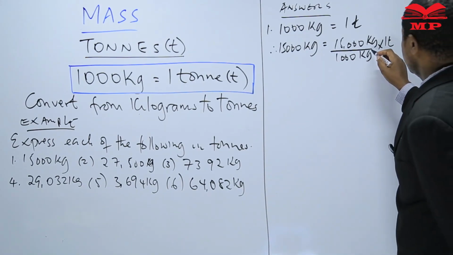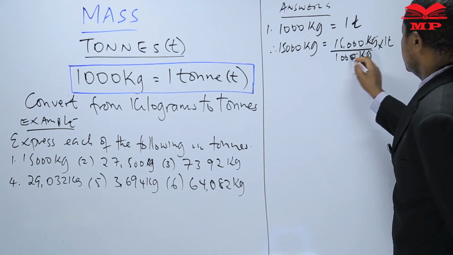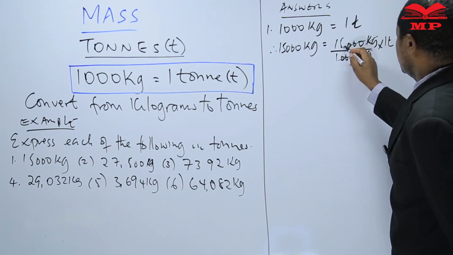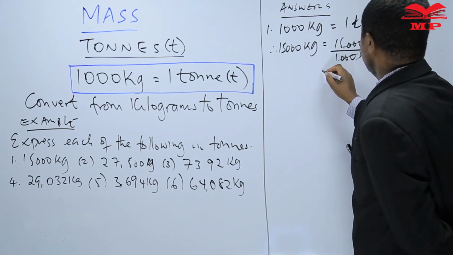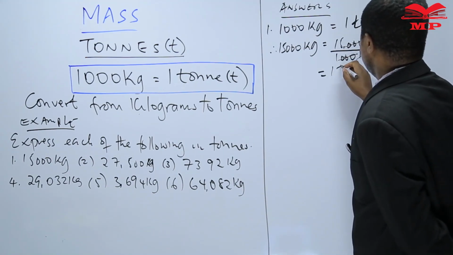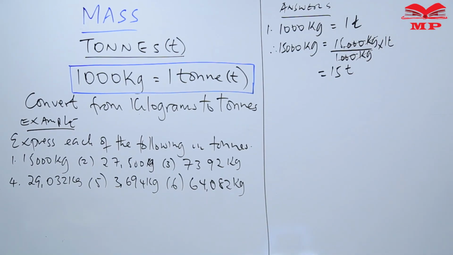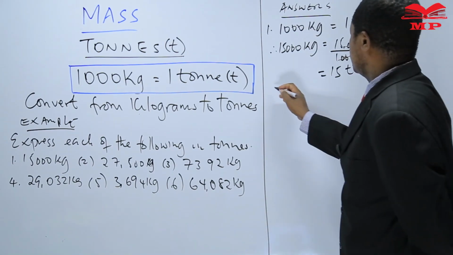So this kg cancels out with this kg. These 3 zeros cancel out with these 3 zeros. Then the answer will be 15 times 1 ton, which is equal to 15 tons. That is question 1.